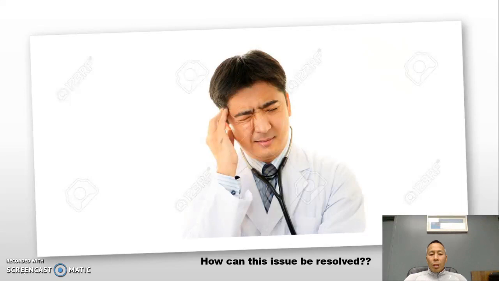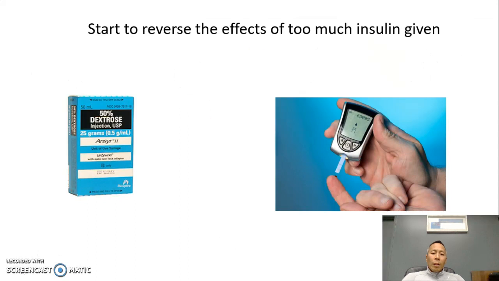So, how can this issue be resolved? Well, obviously for this patient, the immediate problem is to make sure he or she doesn't crash with low blood sugar. So obviously they had to start to reverse the effects of too much insulin by injecting D50 and then monitoring the blood sugar to make sure that the patient's blood sugar begins to rise.